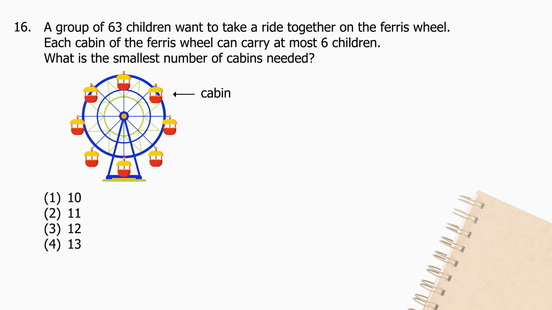Question 16. A group of 63 children want to take a ride together on the Ferris wheel. Each cabin of the Ferris wheel can carry at most 6 children. What is the smallest number of cabins needed?